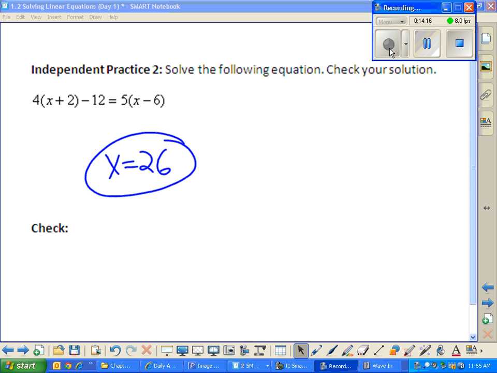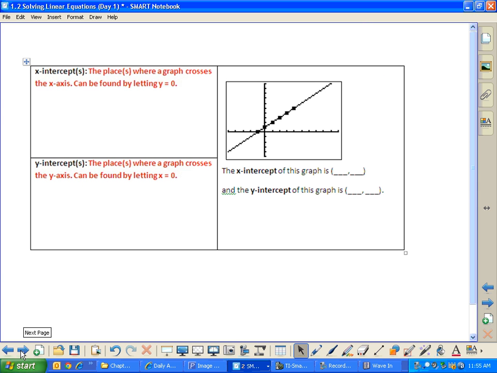For the people at home, independent practice 2, x should be 26. Did anybody not get that algebraically? I'll walk around and troubleshoot calculators here in a sec. Algebraically, did anybody have trouble with 26? We're all good with that? Okay, so that sort of sets us up pretty nicely for where we need to be for tomorrow. I'm going to let you finish up by copying down a couple of definitions real quick, your x-intercept and your y-intercept.